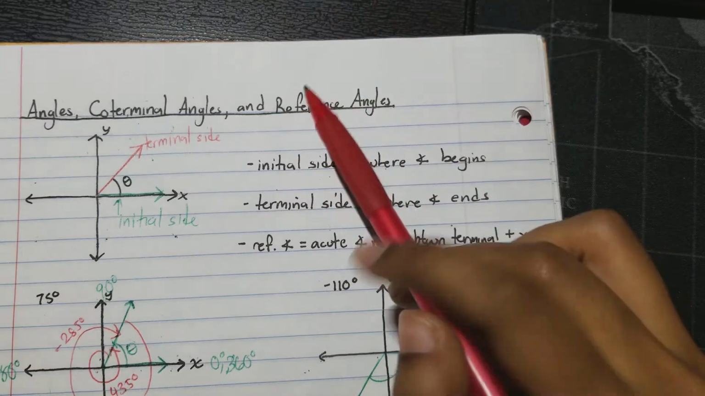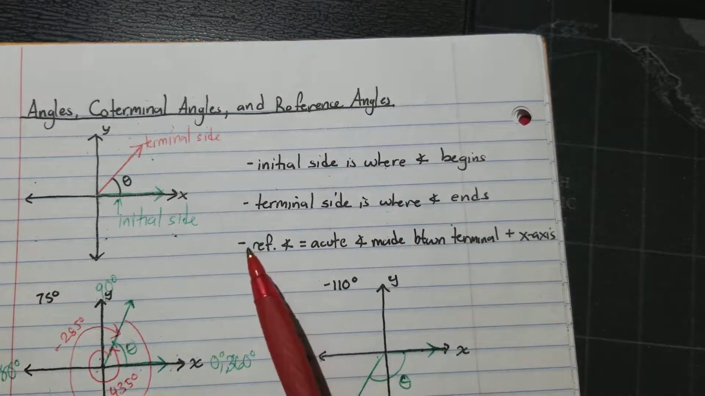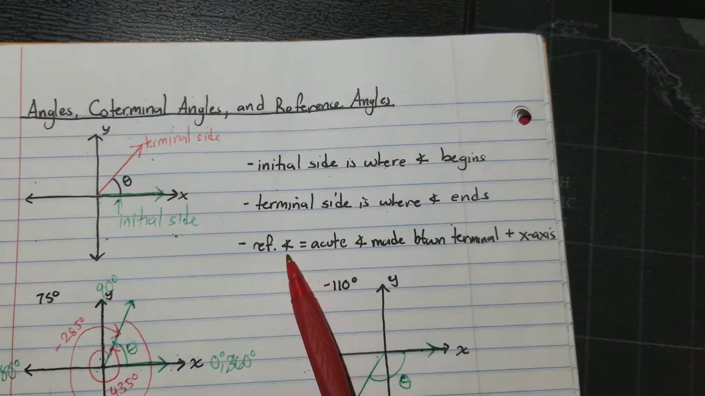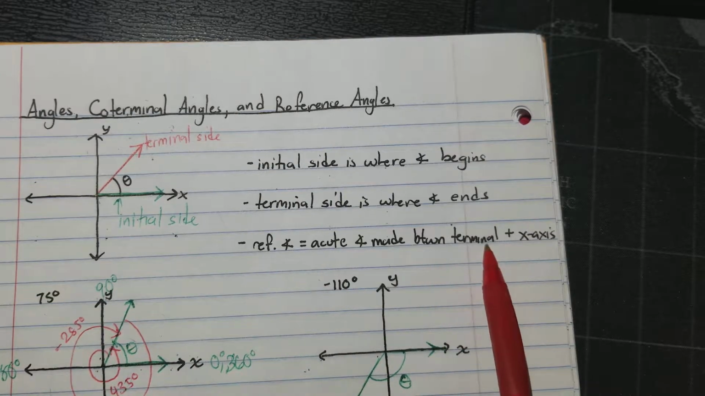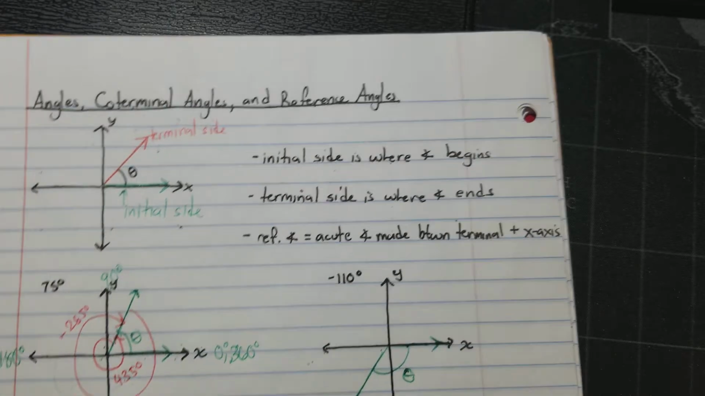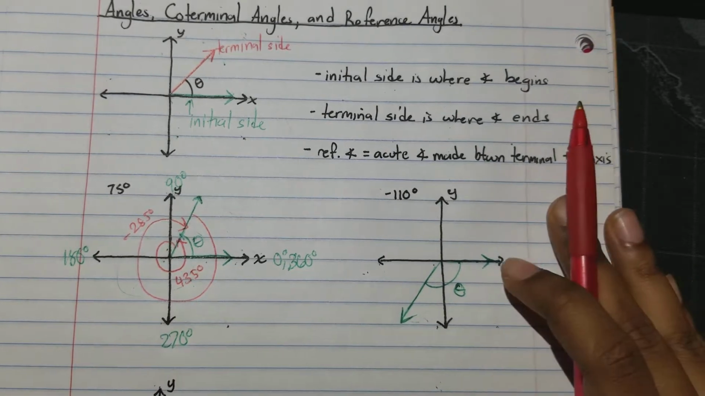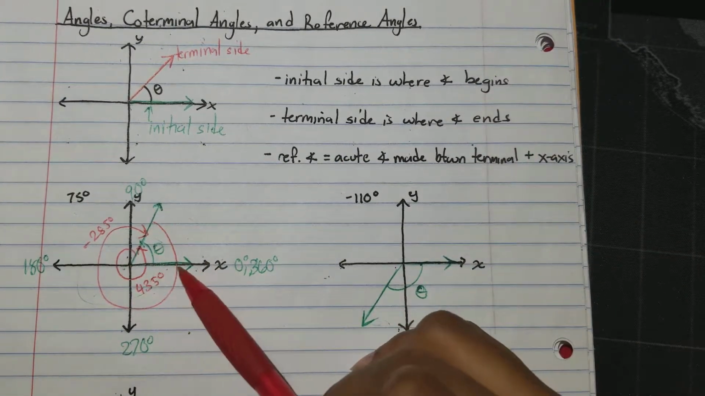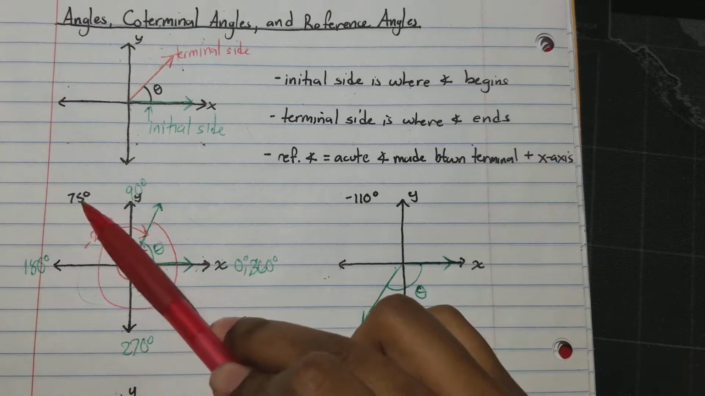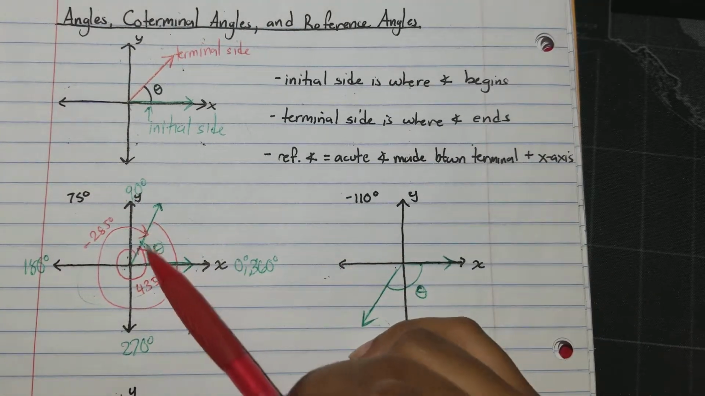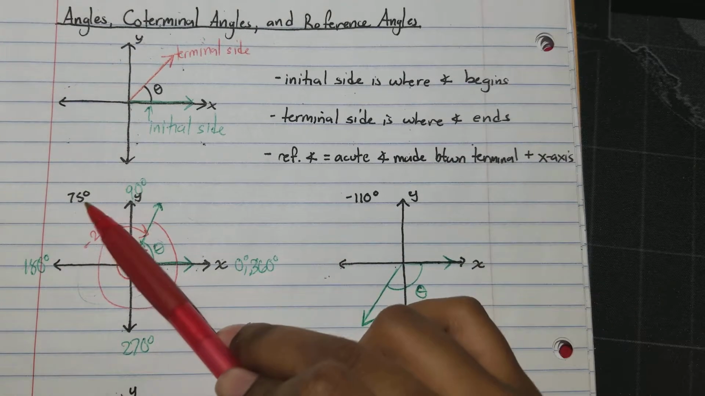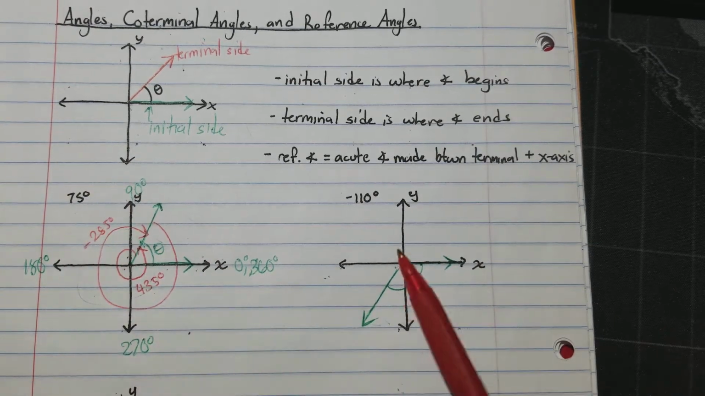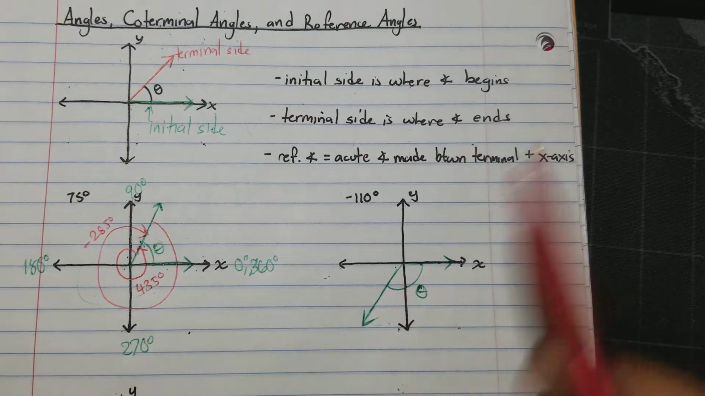Last but not least, let's go to reference angle. A reference angle is some acute angle that's made between the terminal side and the x-axis. Let's look at the first example. 75 degrees is already acute, so the reference angle of 75 degrees is just 75 degrees. There's no change here. But now let's look at negative 110.